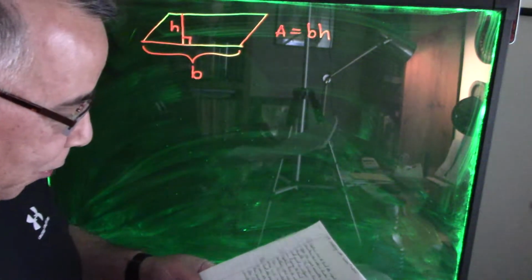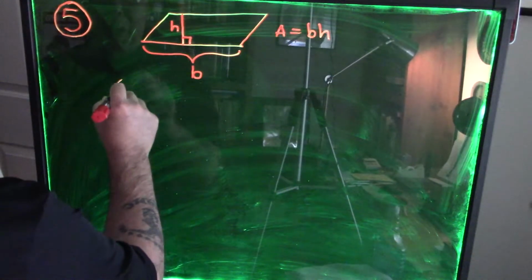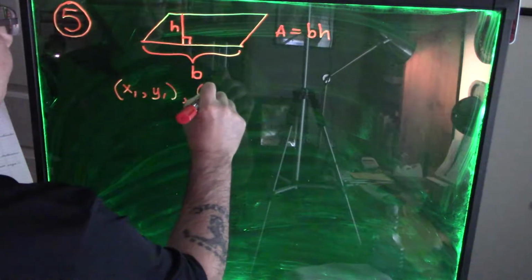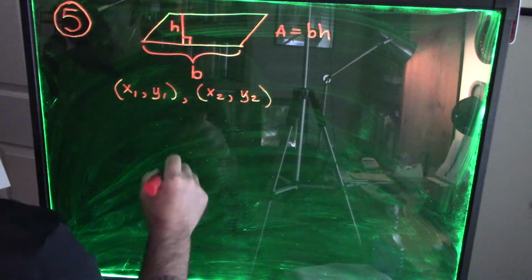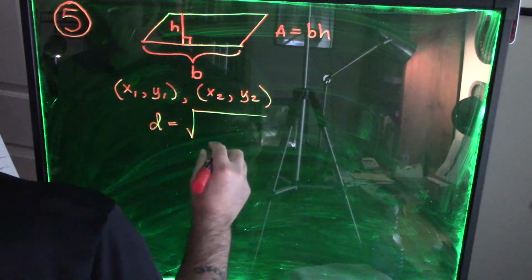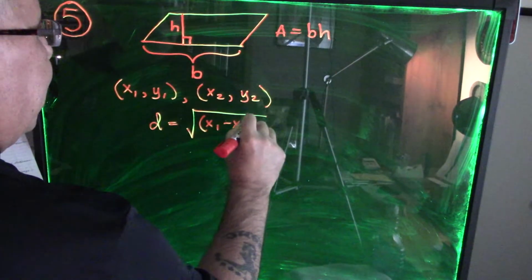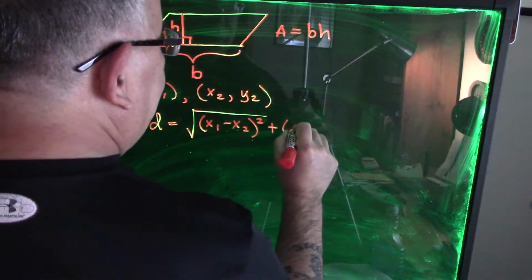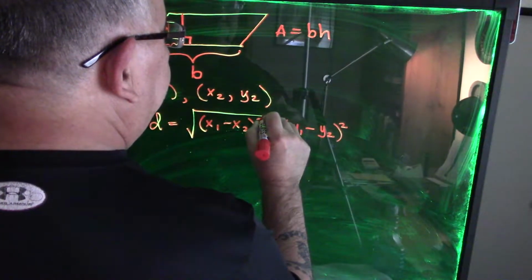I'm not going to get into its derivation right now, but if you have 2 points x1, y1 and x2, y2, then what's the distance between them? The distance, lowercase d we'll call it, is equal to the square root of x1 minus x2 quantity squared plus y1 minus y2 quantity squared.